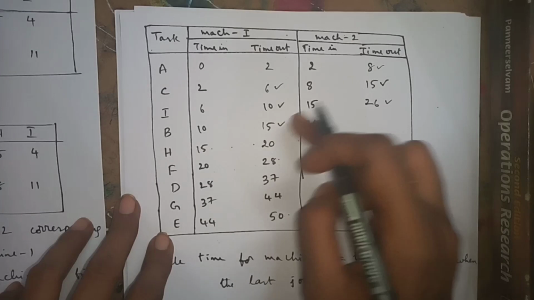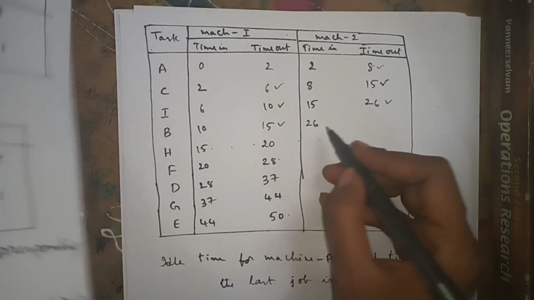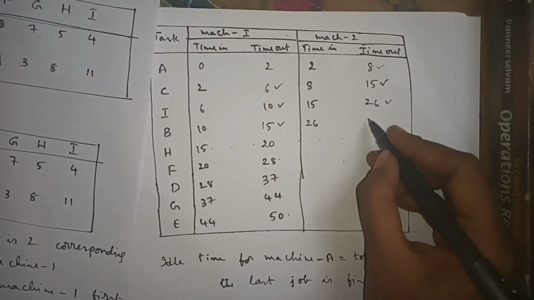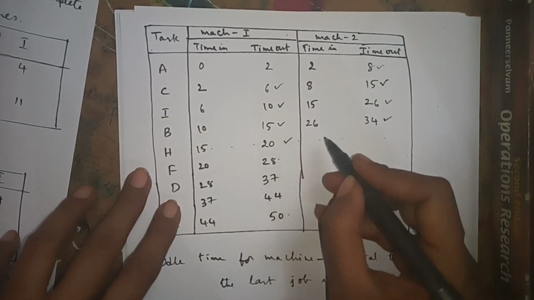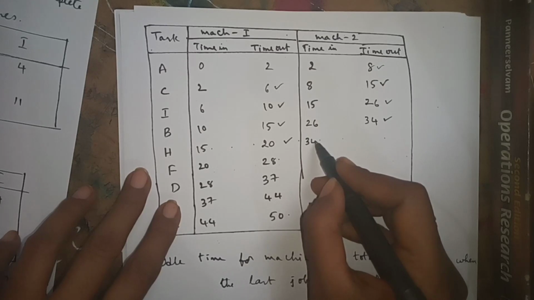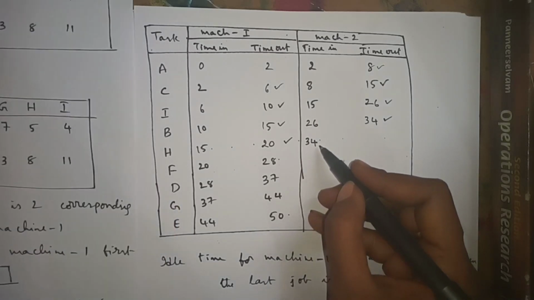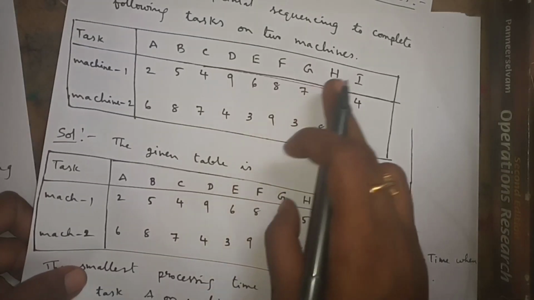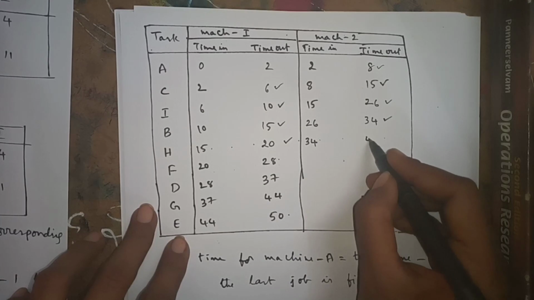These two you have to compare. Out of these two values, the maximum value you have to write, 26. For B, how much is there? For B, 8. 26 plus 8 is 34. 34 here. Now 34 and 20, which one is maximum? The maximum value only we should write. Maximum is 34. Now 34, H, how much is there? H machine B is 8. 34 plus 8 is 42.